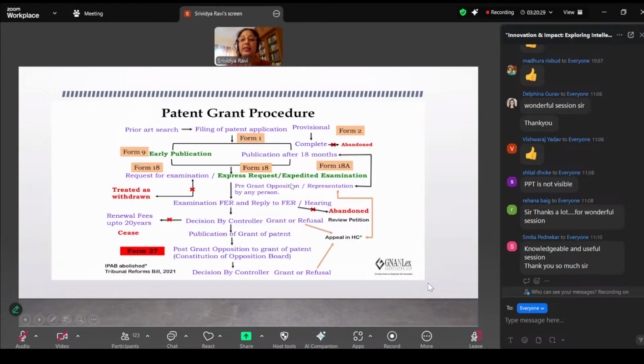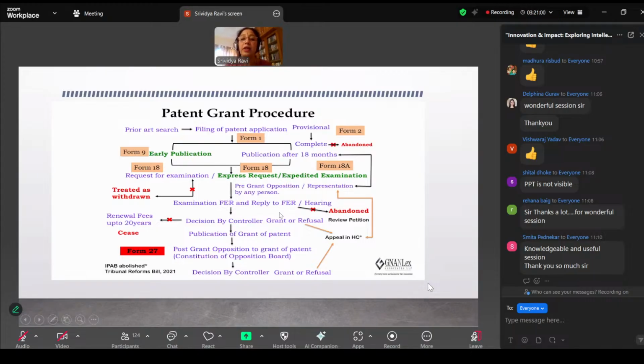Now, like this pre grant representation or opposition, there can be a post grant opposition to the grant of your patent also, which is typically 1 year from the date of grant. And later, up to 20 years of your patent life, anybody can file for revocation of your rights also, which means they want you to not possess your rights and they want it revoked. So anybody can file that kind of a case also.